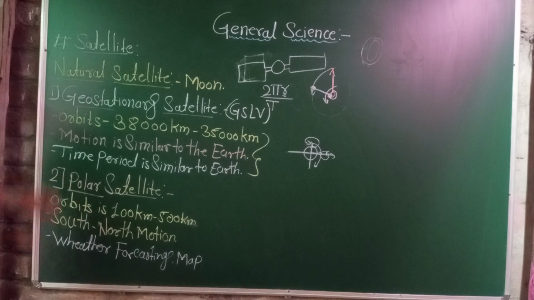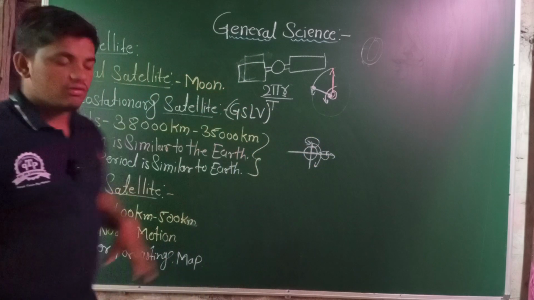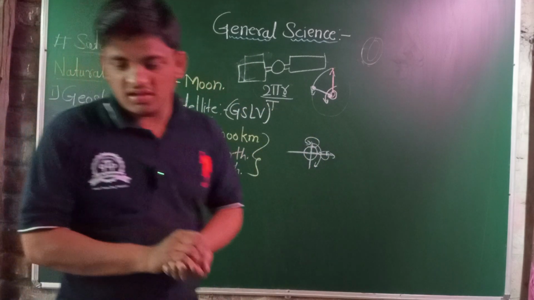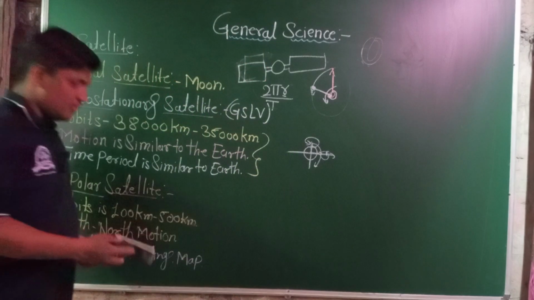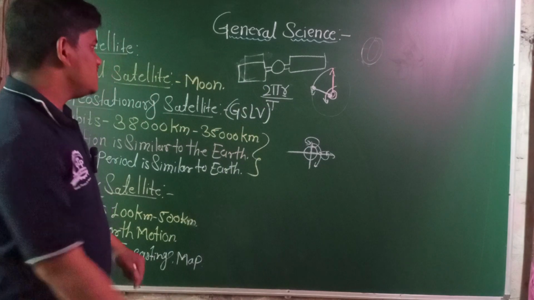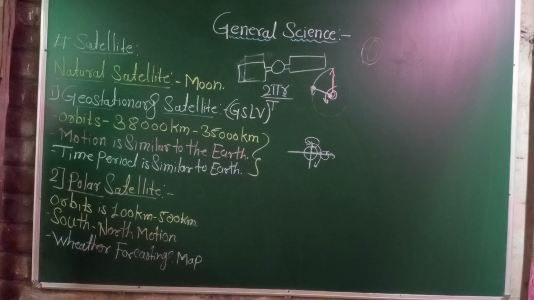The polar satellites focus on particular points and are used for mapping and weather forecasting. Changes in wind forces, wind pressures, or certain changes in the seas are studied from the polar satellites.